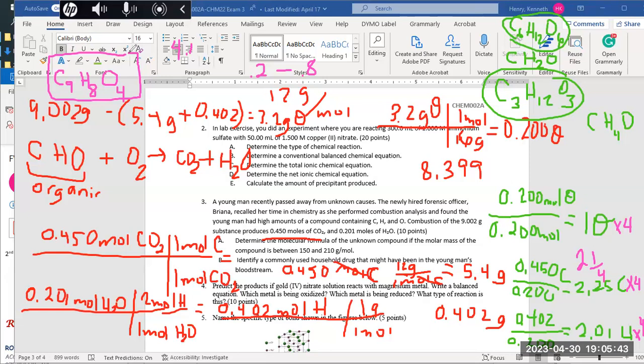Okay. So then the next part is we want to put this into our Google or whatever program, and we want to see, it says, identify a common household drug that might have been in the young man's bloodstream. Okay. So then you're looking for a common household drug. What was that? It's based on those chemical compounds? Yeah, it's based upon those formulas.